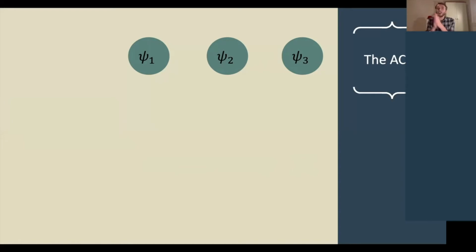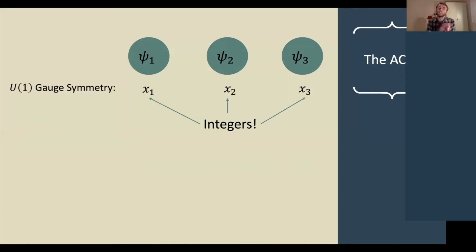We have 3 left-handed Weyl fermions, and we're going to assume we have a U1 gauge symmetry. So each of our fermions lies in a representation of that group, and those representations are labeled by an integer charge x1, x2, and x3. Now, I'm going to re-stress that these are integers. This is because you need 1 to map to the same thing as e to the i2π under your representation. And if these weren't integers, that would not be the case. Okay, so this is our theory.